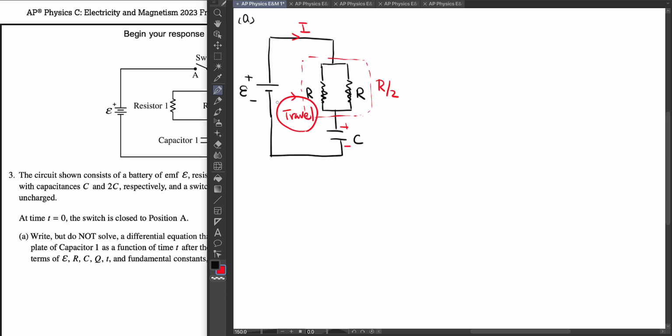If I pick a travel direction that is counterclockwise, then I'm going to move from the positive terminal to the negative terminal, which means the potential decreases. That will give us a sign difference in writing down the potential as we cross this circuit element. Okay, so now let's go back to writing down the loop equation.